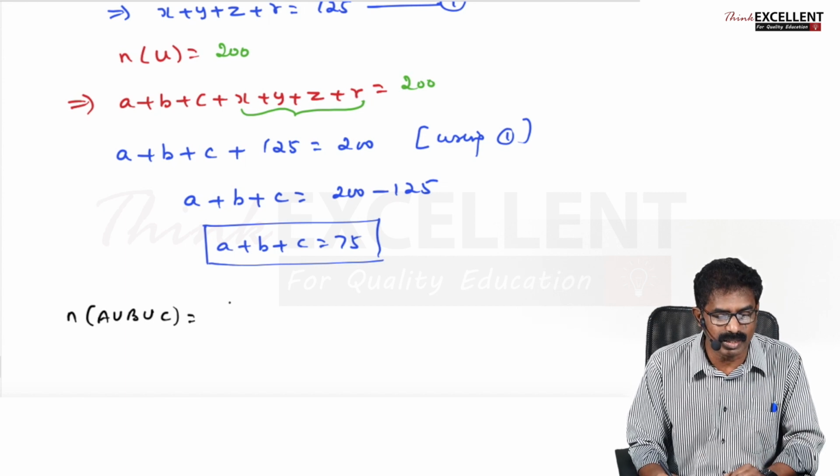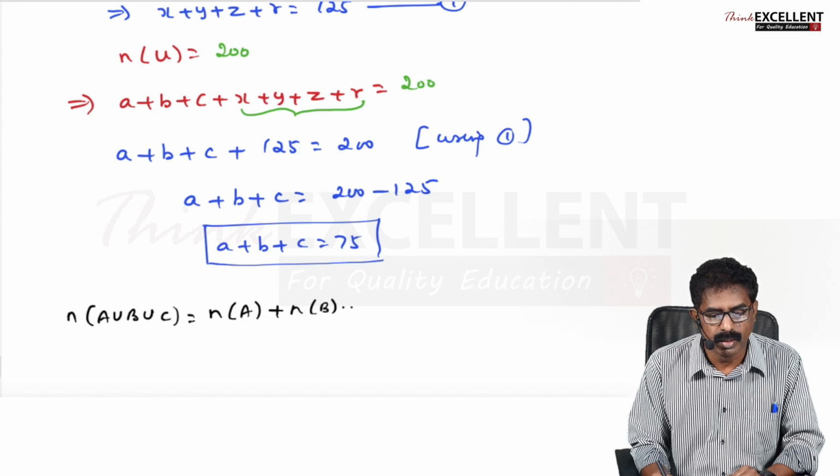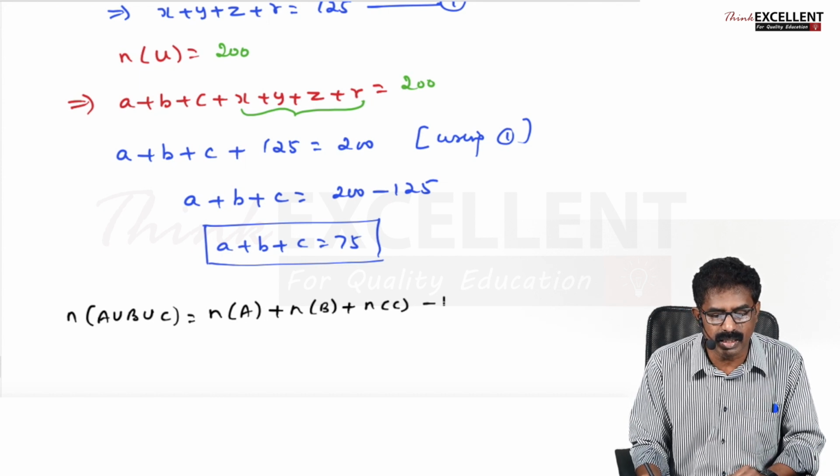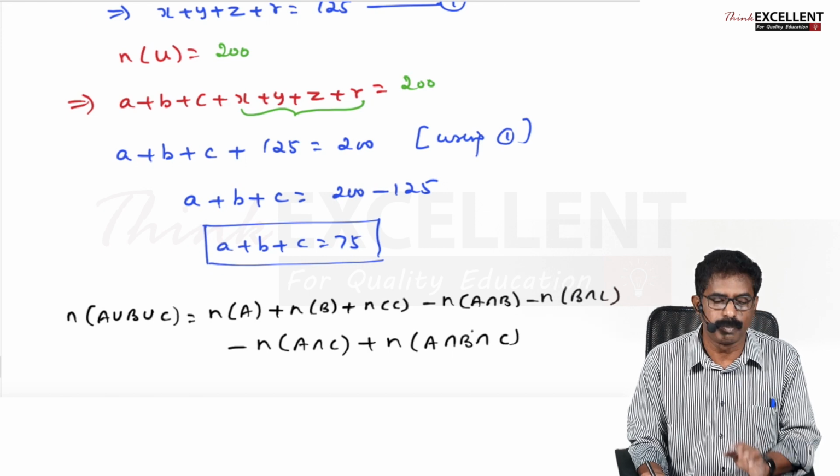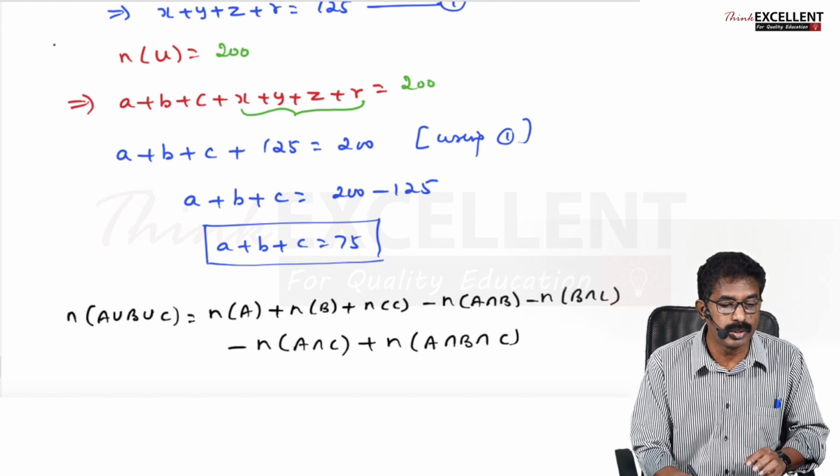One lengthy formula is there, right? What's that formula? N of A plus N of B plus N of C. Then next 3 minus: minus N of A intersection B, minus N of B intersection C, minus N of A intersection C, plus N of A intersection B intersection C. Now please listen very carefully. How to substitute the values?